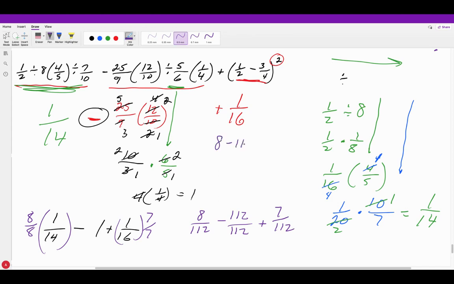So 8 minus 112 will give me negative 104. Plus 7 is going to give me negative 97. So our final answer will be negative 97 over 112.